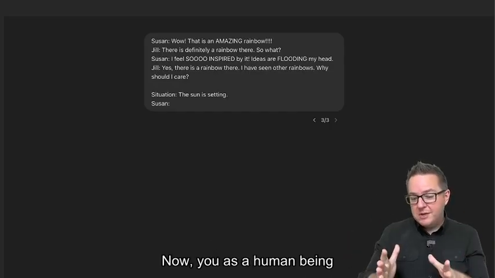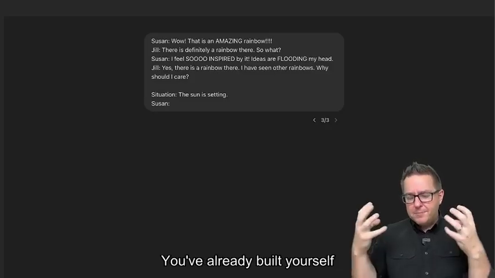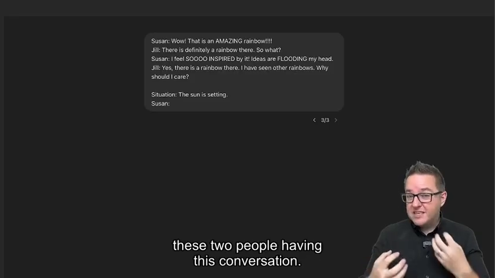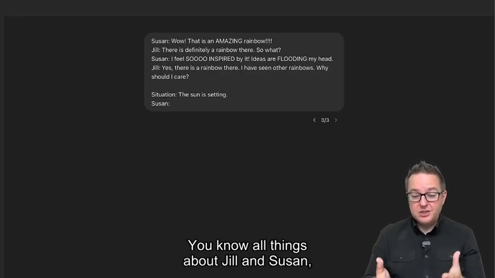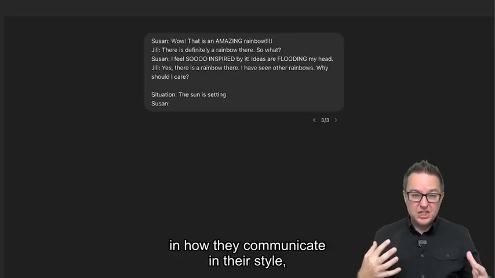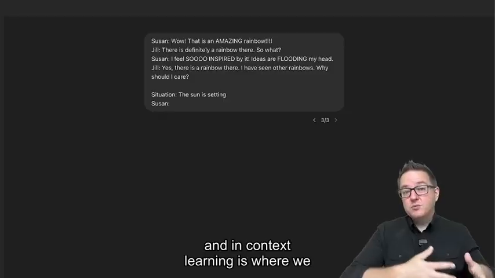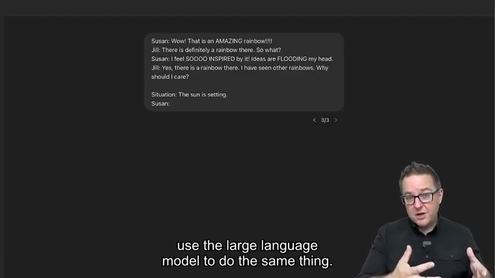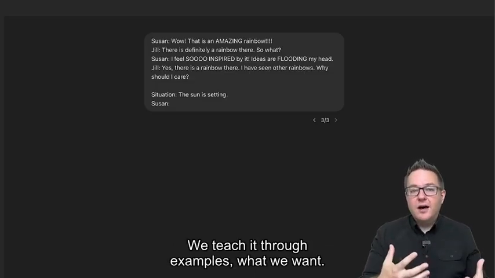Now, you as a human being understand what's going on here, right? You've already built yourself a mental model of these two people having this conversation. You know all kinds of things about Jill and Susan, and you understand differences in how they communicate and their style simply by looking at the examples. And in-context learning is where we use the large language model to do the same thing. We teach it through examples what we want.